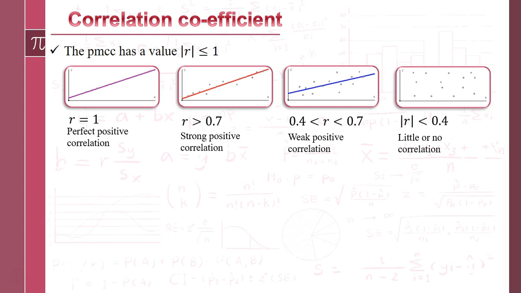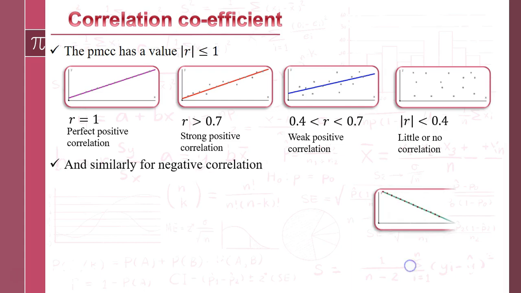And a value that's below 0.4, and I've put mod R below 0.4, so that means between -0.4 and positive 0.4, i.e. close to 0. Basically, we've got little or no correlation at all. And the same thing applies for the negative correlations.